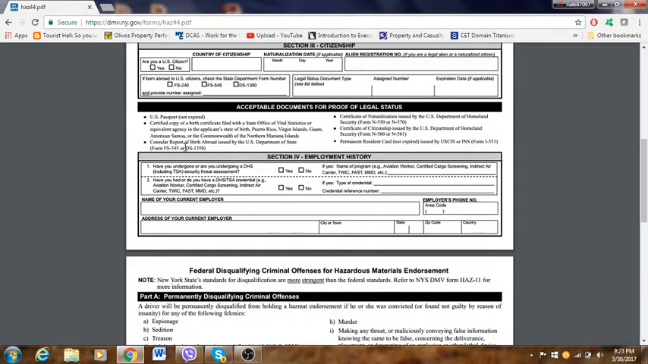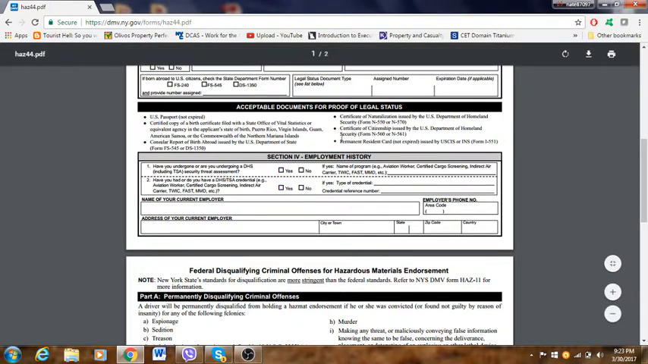Consular report of birth abroad, issued by the United States Department of State. So this is another form that you could get if you're born outside the United States. Certificate of naturalization issued by the United States is another. Certificate of citizenship issued by the United States Department of Homeland Security. Again, there's another certificate of citizenship. Permanent residence card, not expired. Again, not expired. So whichever category you fall into, you follow it through.